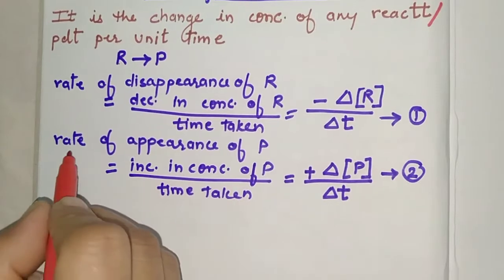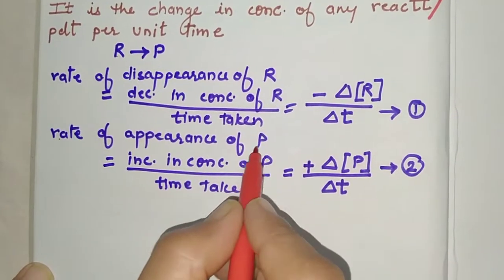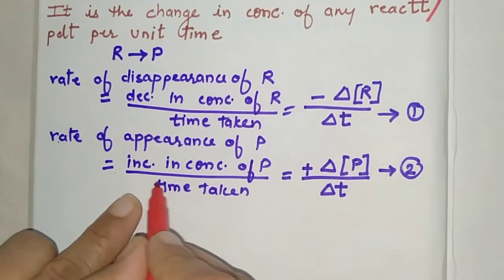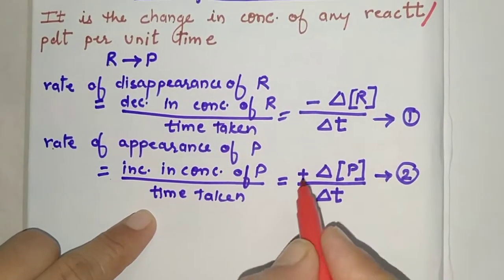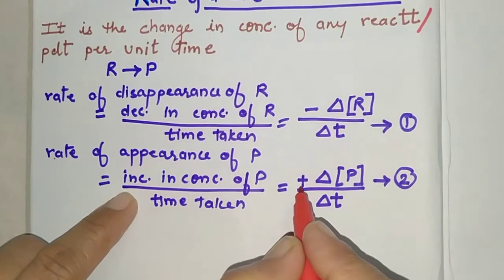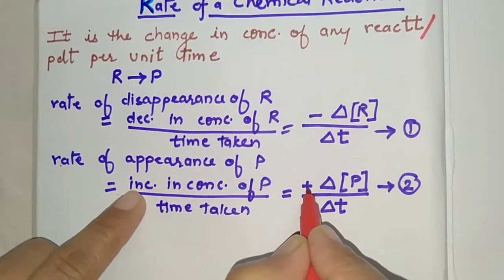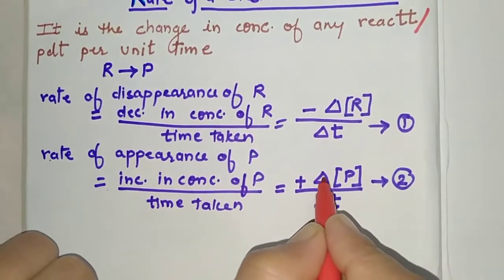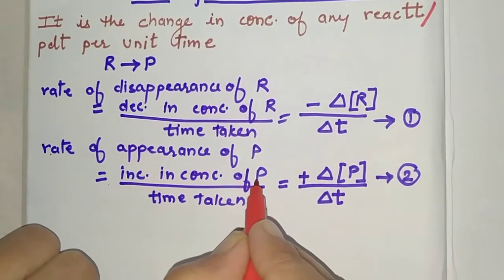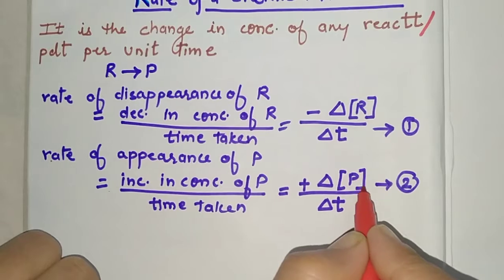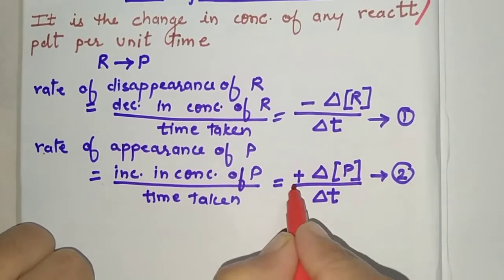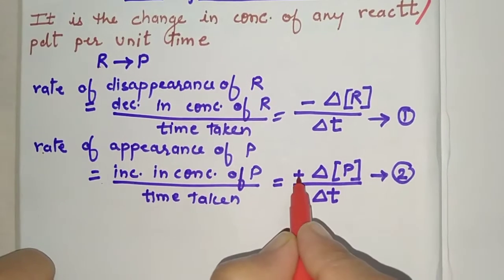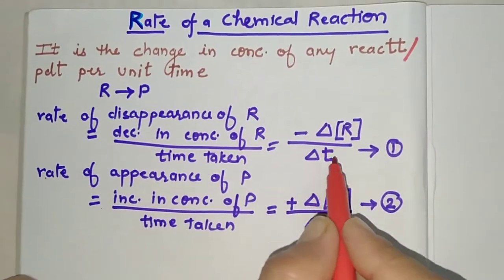Similarly, the rate of appearance of product is equal to the increase in concentration of product with time taken. It can be written as: increase is denoted with plus, change in concentration is delta, and the concentration of product is shown in square brackets with P, upon delta T. This is increase, and this is decrease.